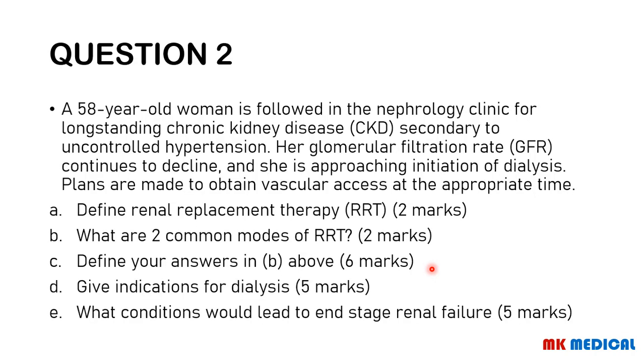Moving on to question 2. A 58-year-old woman is followed in the nephrology clinic for long-standing chronic kidney disease secondary to uncontrolled hypertension. Her glomerular filtration rate continues to decline, and she is approaching initiation of dialysis. Plans are made to obtain vascular access at the appropriate time.